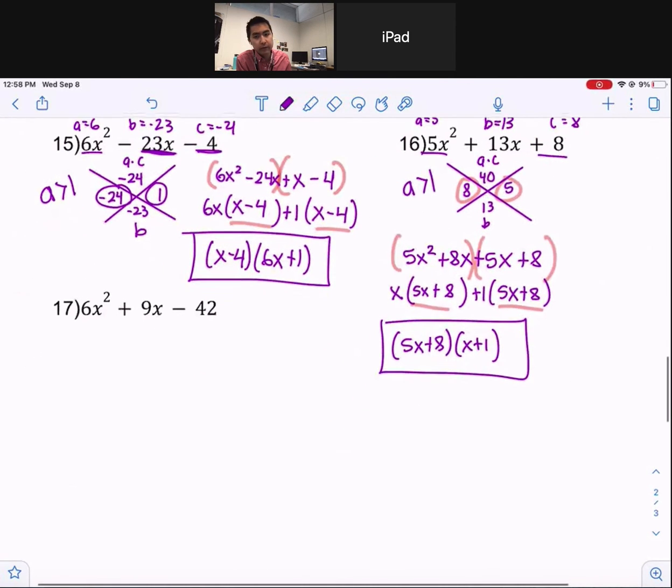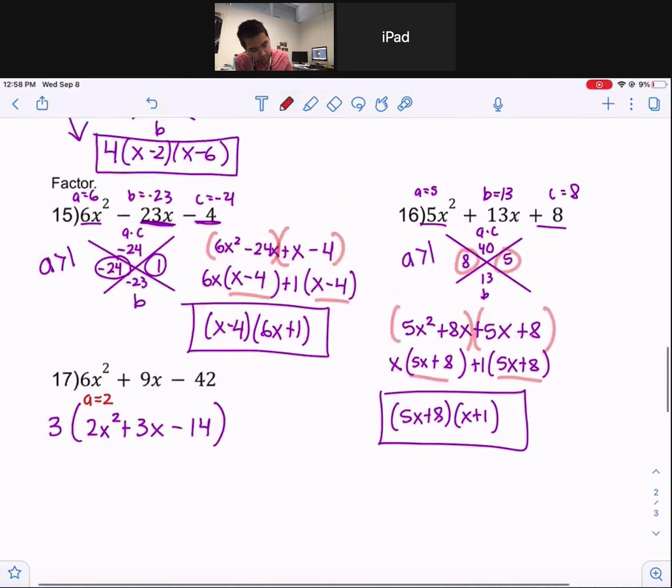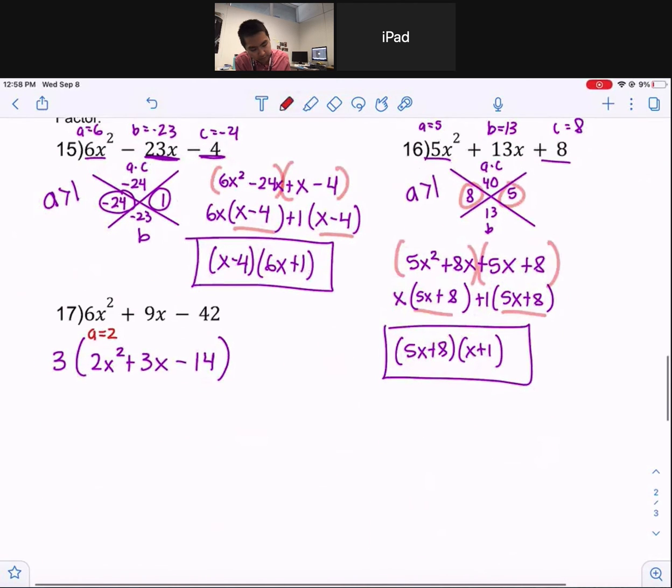Okay, last problem, 17. Okay, is there a number you can factor out from 6, 9, and 42? Yes, you can factor out a 3 from all. 6 divided by 3, 2x squared. 9 divided by 3, 3x. Negative 42 divided by 3, negative 14. So now a equals 2, b equals 3, and c equals negative 14.